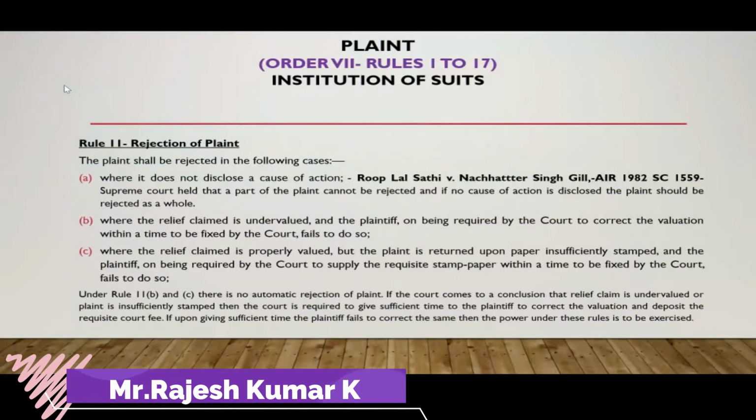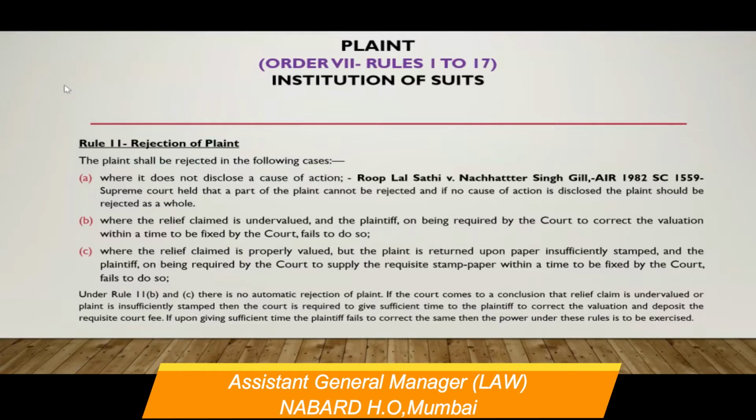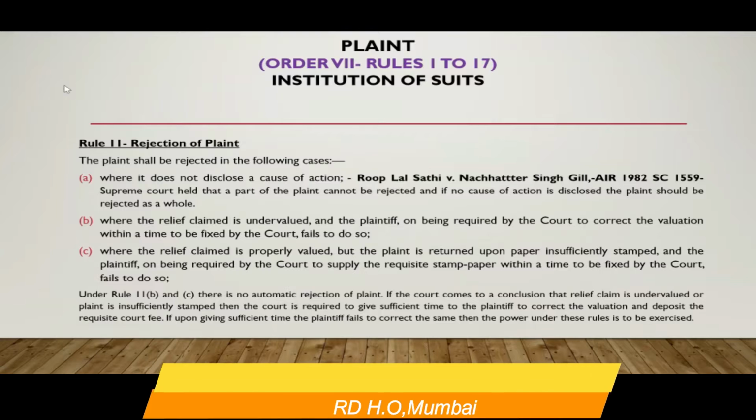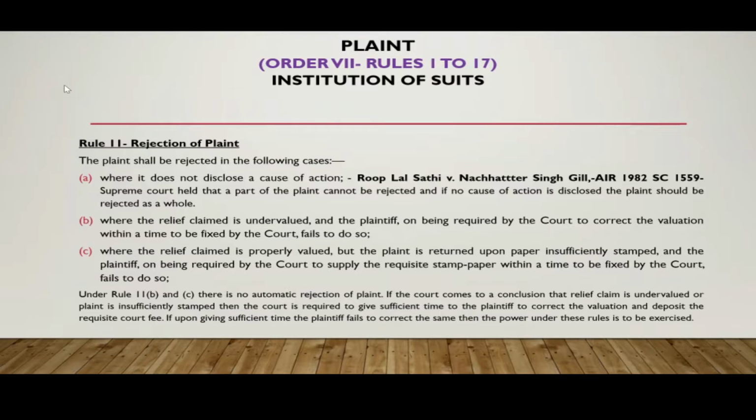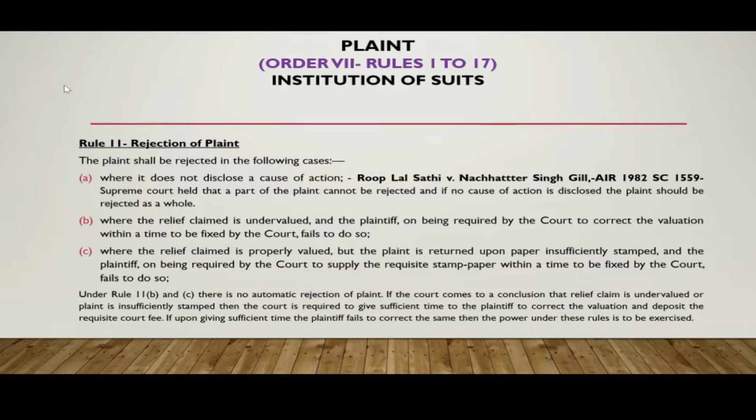In the last session, we had a discussion about return of plaint. In fact, what we are going through is institution of suits, which starts from section 26 to order 4 and then to order 7. So currently we are dealing with order 7, and under which what are the different procedures involved regarding filing of a plaint.